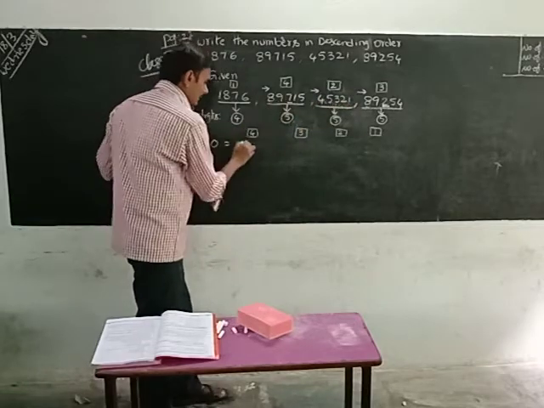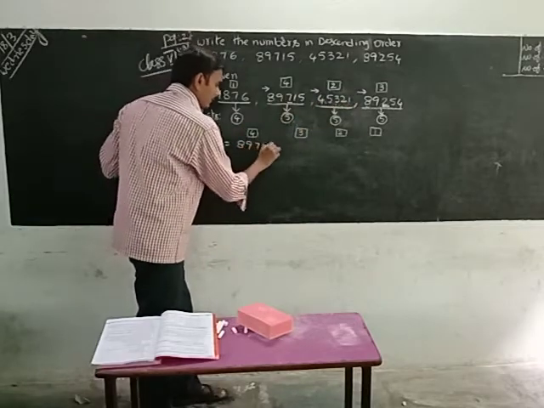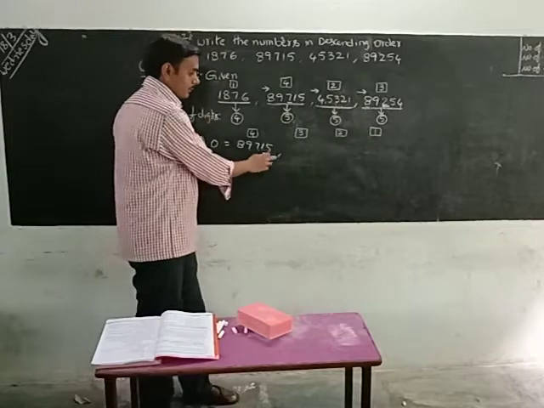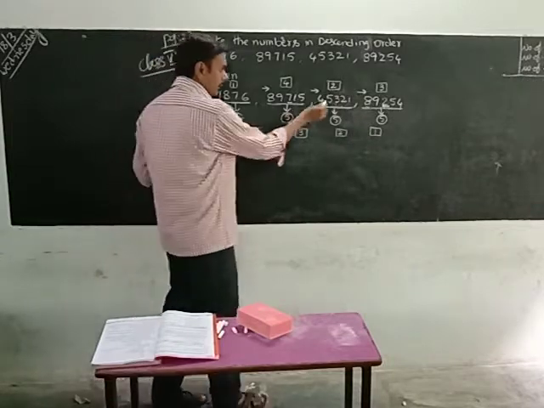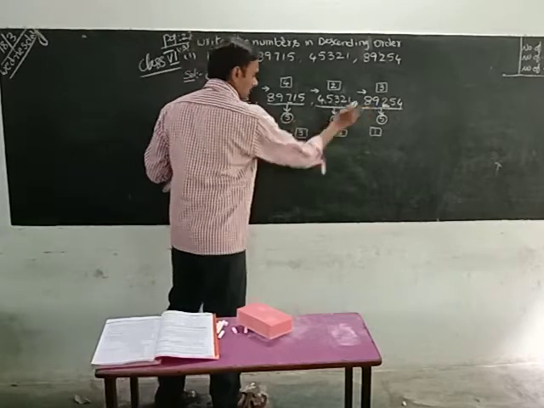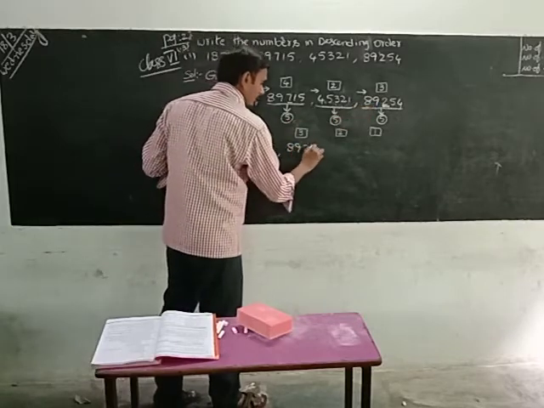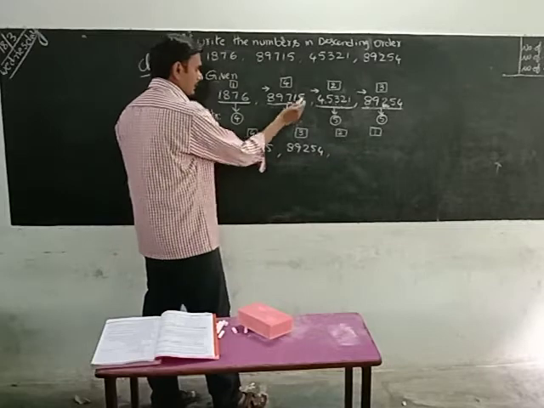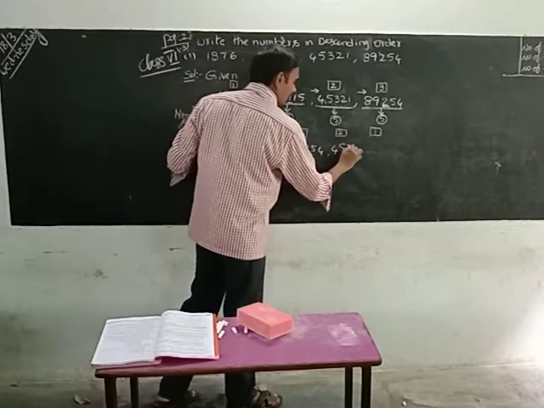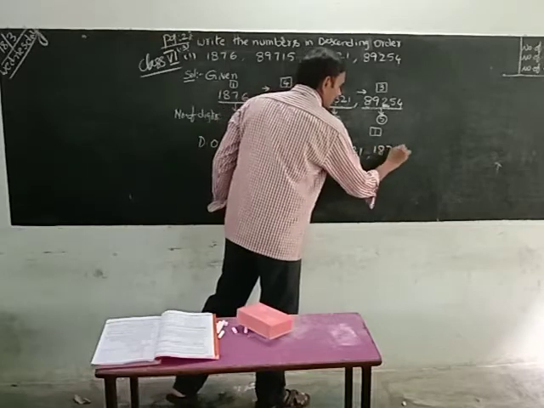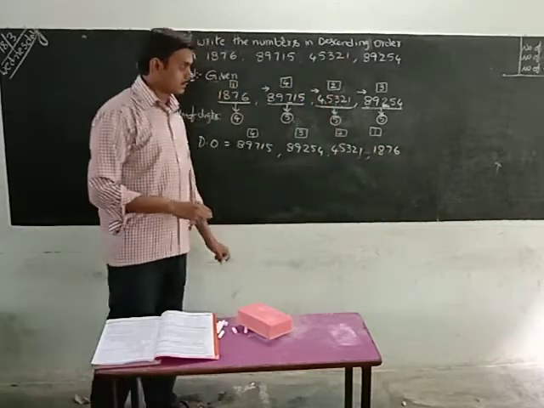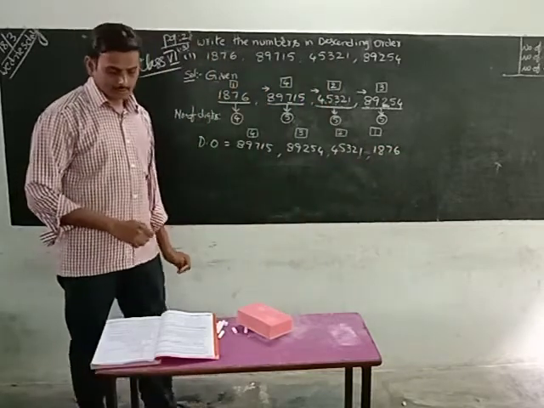Okay, fourth place 8, 9, 7, 1, 5, comma. Every time you have to place a comma. It represents the separation of the numbers. Okay, next third place is 8, 9, 2, 5, 4. Next second place 4, 5, 3, 2, 1. Next first place 1, 8, 7, 6. Like this only we will complete the next one also.